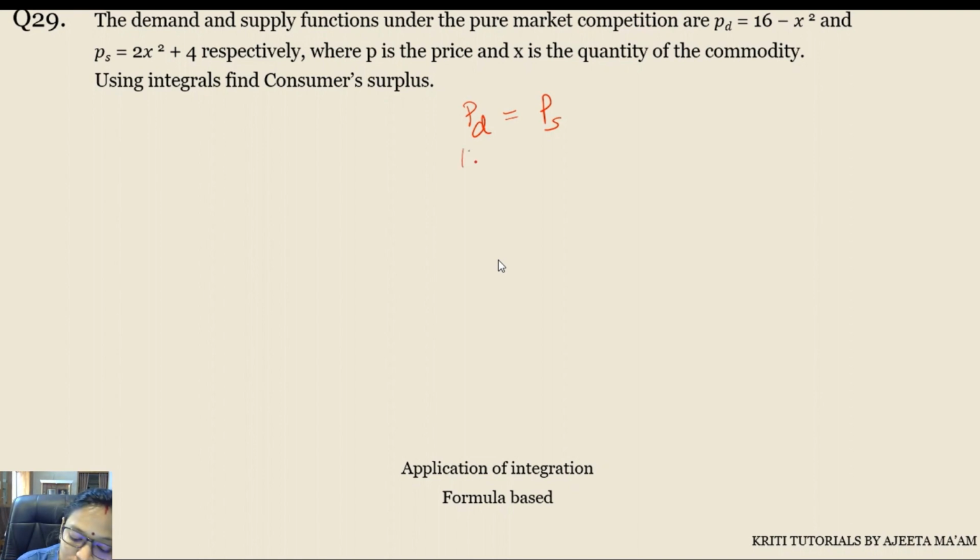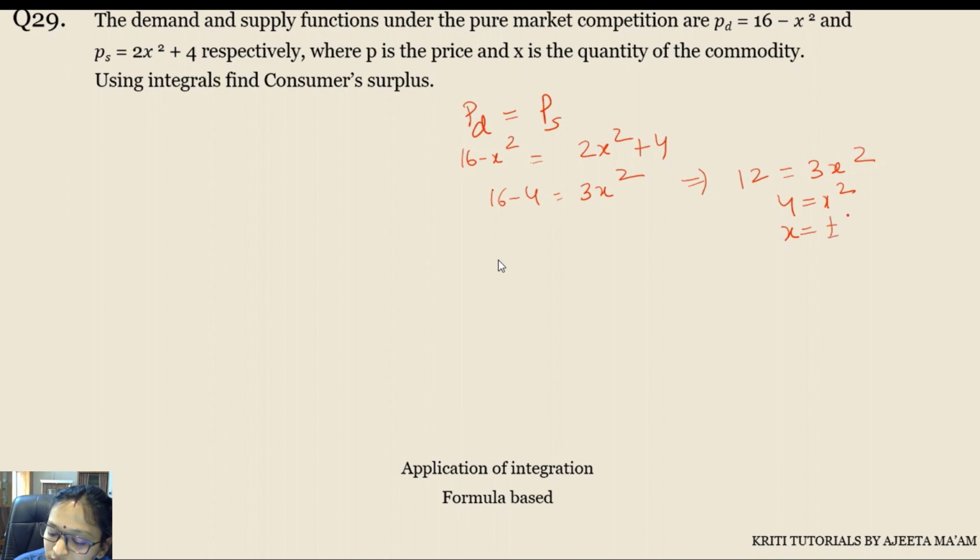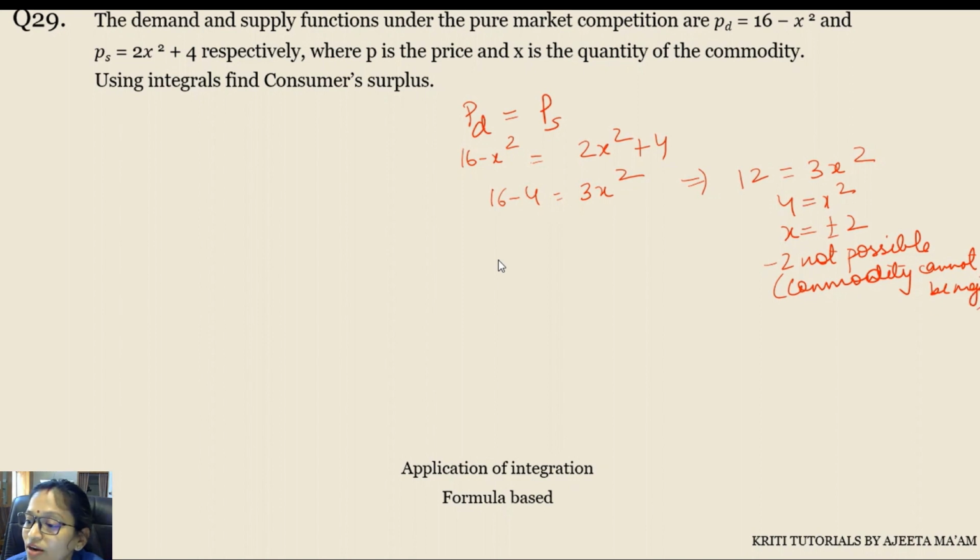So now what you have here is 16 minus x square equal to 2x square plus 4, right? If I solve it, what will I get? 16 minus 4 is 12, equal to 3x square. So x square is 4. So you get x equals plus minus 2. Minus 2 is not possible. You will ignore it because commodity cannot be negative. Just write it there: commodity cannot be negative. So now your x0 is plus 2 only.